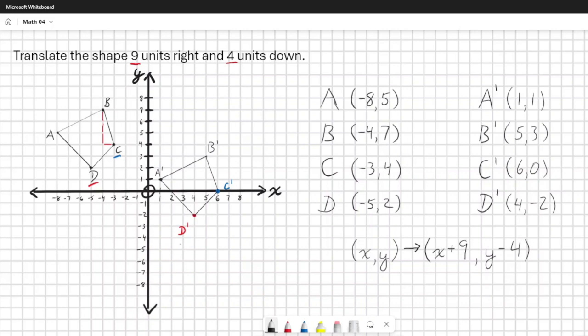So that means that if I find one of the points, I can just apply x plus 9 and y minus 4 to get it. That's all there is on translations.